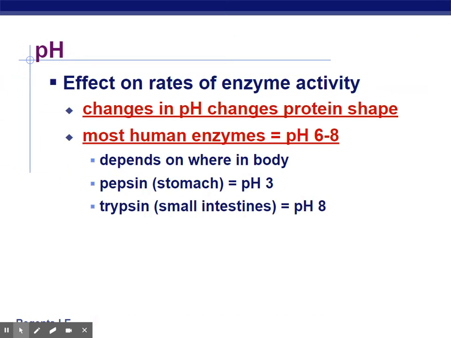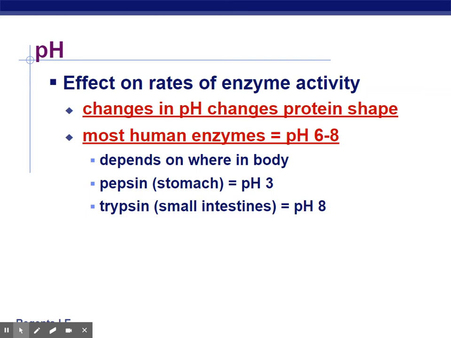Okay, so pH is going to affect the shape of your enzymes and how they function. So a change in pH will change the protein shape. And in our bodies, most human enzymes are going to work best between a pH of 6 and 8. Not too acidic, not too basic. Except certain areas, like in your stomach. Pepsin, which is a digestive enzyme, works really well at a pH of 3, which is very acidic.